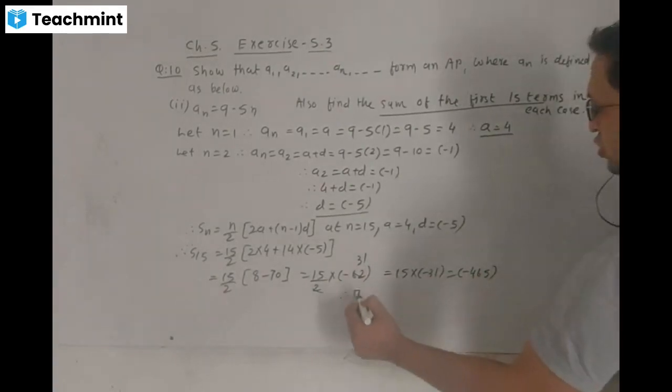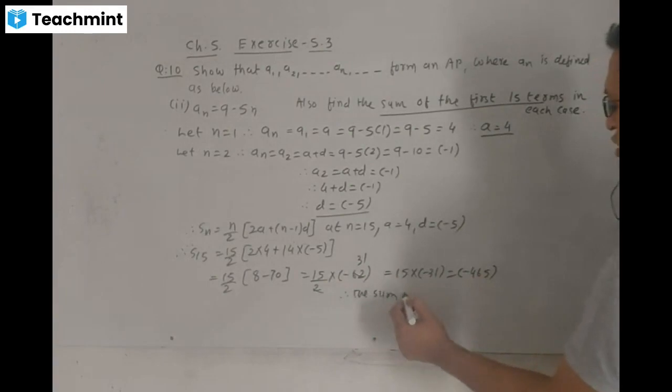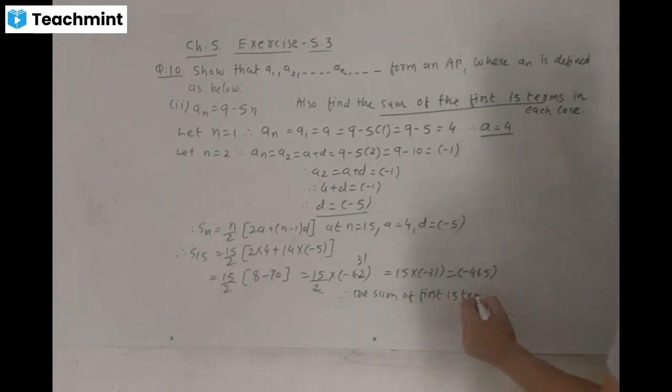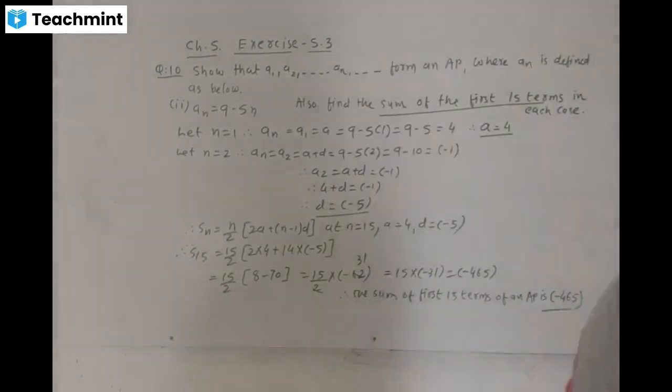Therefore, the sum of first 15 terms of an AP is negative 465, and that is the final answer.